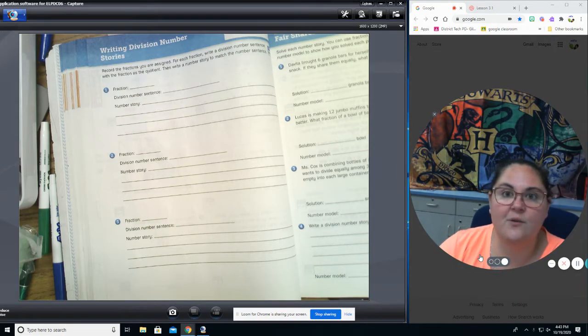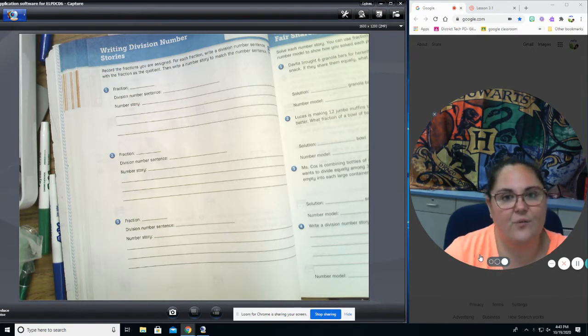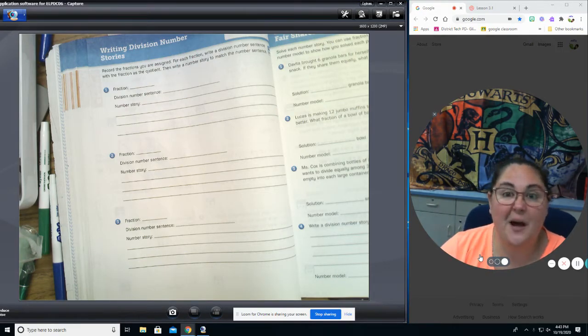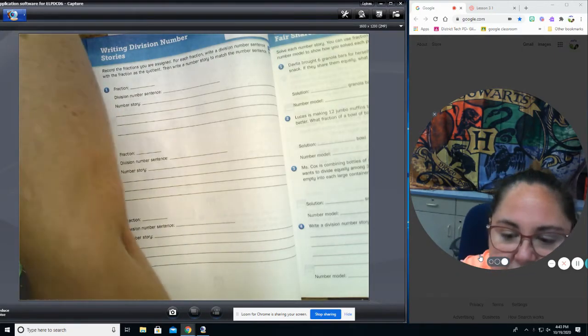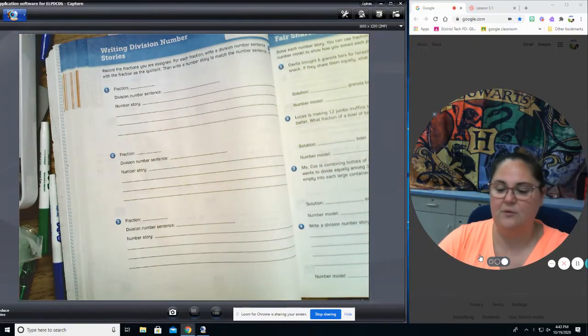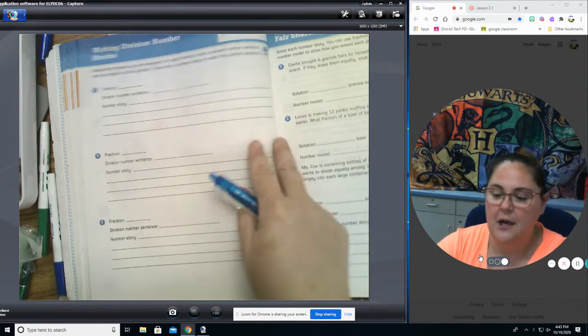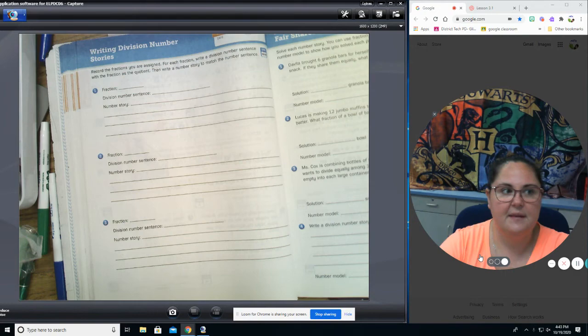Today, we're going to work on writing division story problems, division number stories. I love writing number stories. I think they're really fun. You can be really creative. So I'm going to show you a few hints and tips and tricks, and we're going to get through this together today. So the first thing that you're going to do, make sure that you have your math workbook. If you have your Everyday Math workbook, open to page 74.